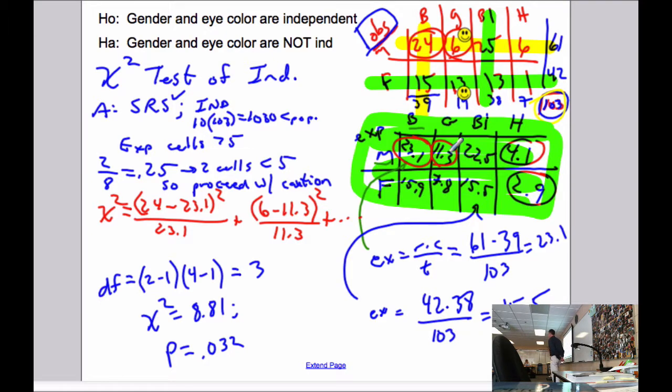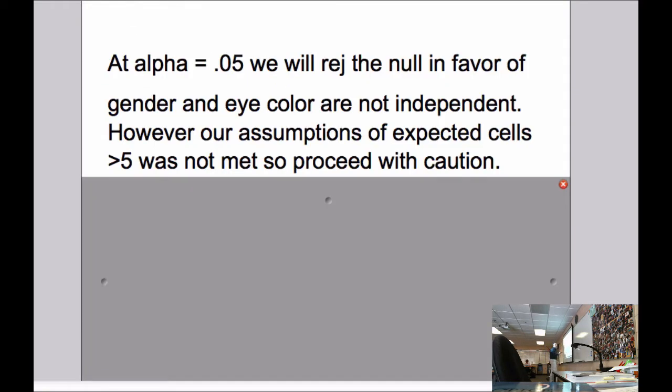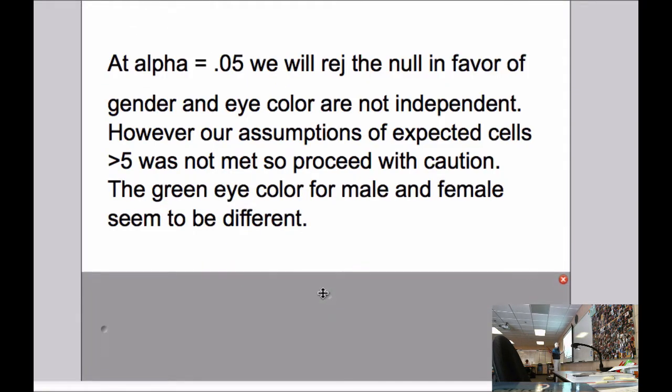So I would come back and say I would reject the null in favor of them not being independent, that perhaps there's a difference between male and female and green eye color. They were off from our data and what we would expect. That's all you would have to say. You don't have to explain any more than that as to why that might be. The green eye color for male and female seem to be different.